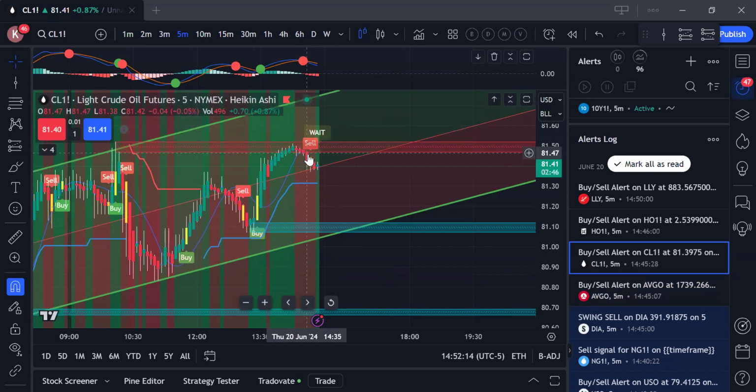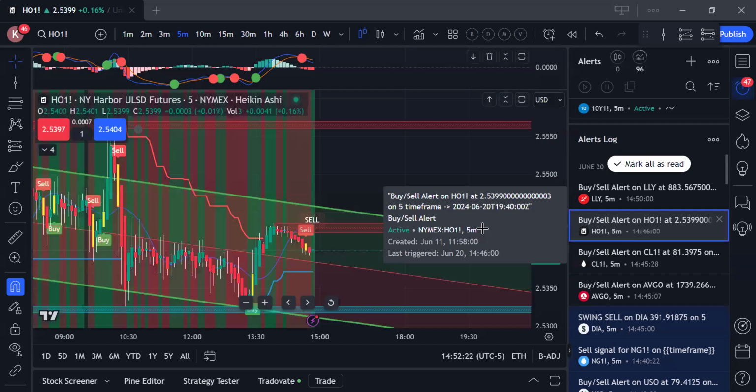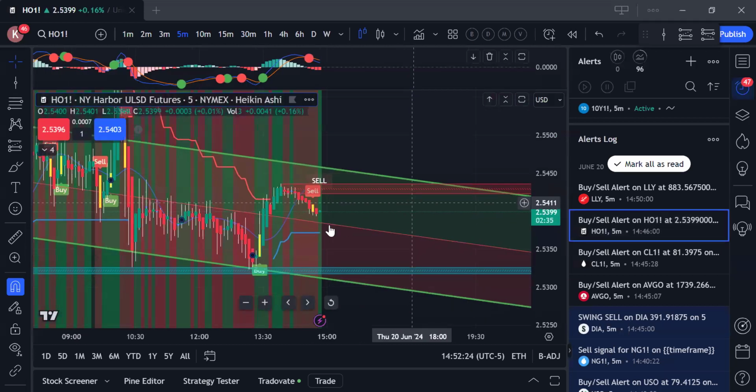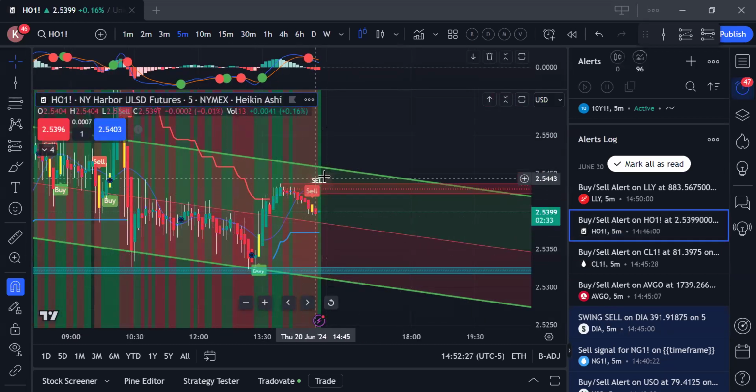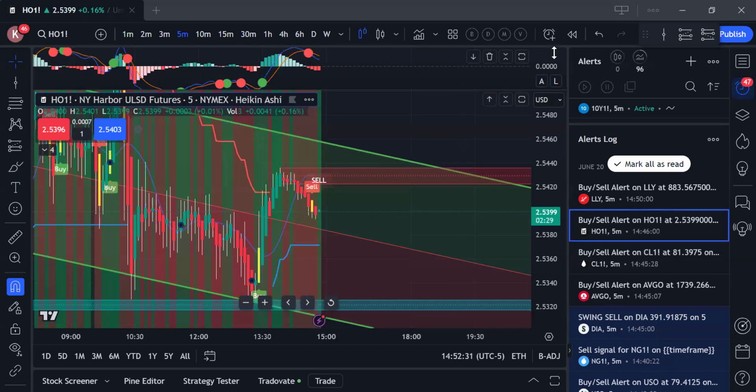We got a sell for crude oil, but overall trend is very bullish. So it is telling don't short it. Same thing with heating oil also. Heating oil trend is bearish. So this gave a sell, this gave a sell. That means it is a good short opportunity.